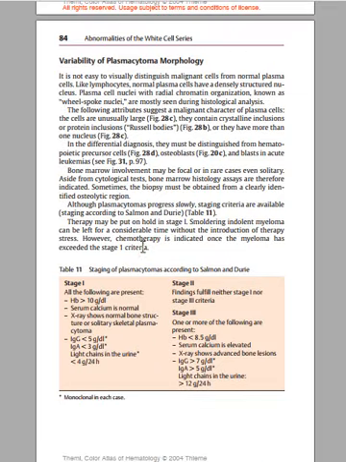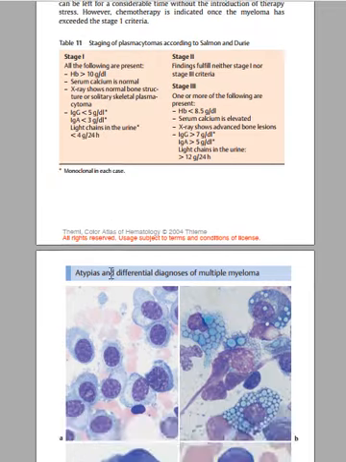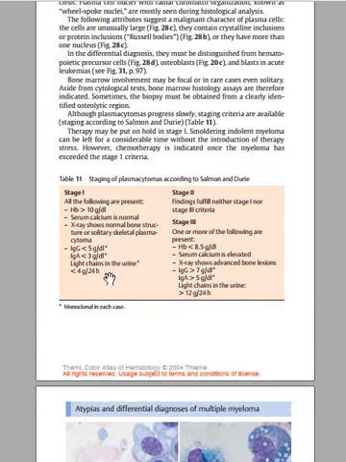Now the next thing is the variability of plasmacytoma for morphology. These are the different variables. To see that variability, we have the staging of plasmacytoma. Is it clear? The staging of plasmacytoma can be staged into three: stage 1, stage 2, and stage 3 plasma cell tumor. So for stage 1, all of the following are present. You have a hemoglobin.